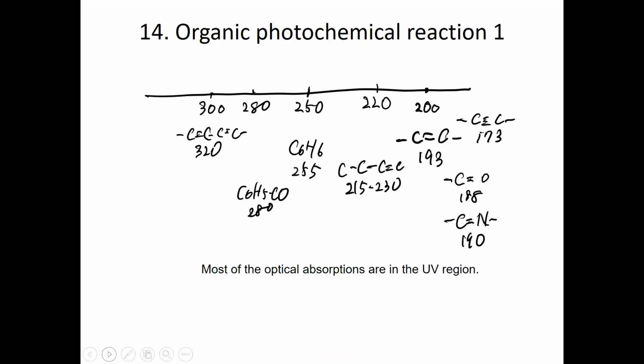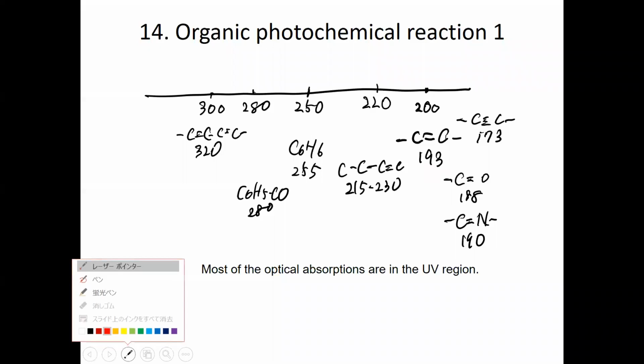So let's first check what kind of light absorption is involved for organic molecules, based on the structure of the bond. You could see a triple bond is around 180 or 170 nanometer. And a C=N or C=O double bond is also somewhere around 200 nanometer.